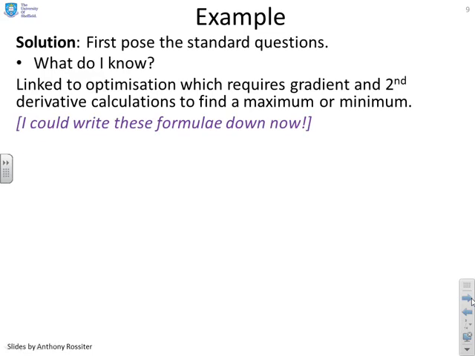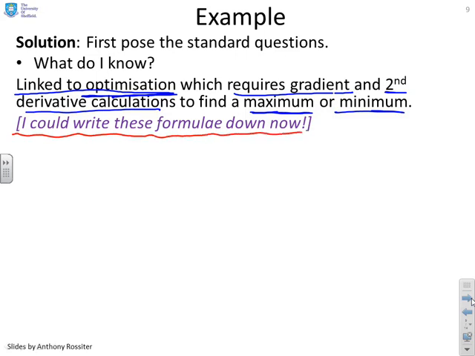What do I know? Well, because we want to know the best number of articles to buy and sell, clearly this problem must be linked to optimization. And that's something that you need to be able to see for yourself. This is an optimization problem, even though it hasn't told you. Now, as soon as I recognize it's an optimization problem, I know I'm going to require gradient information, possibly second derivative calculations, in order to find the maximum or minimum as appropriate. And I could, you'll see I've written it here, if I wanted, I could write these formulas down now. What's the formula for a minimum? What's the formula for a maximum?